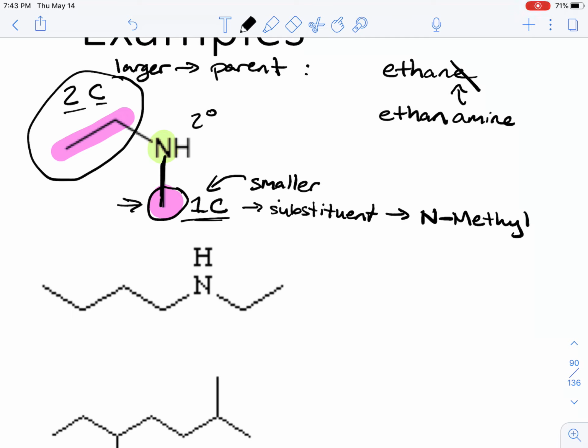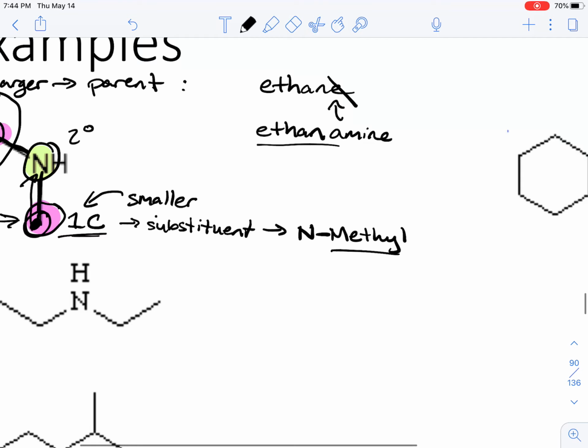And so in this case, since this carbon is directly bonded to this nitrogen, and this carbon is directly bonded to this nitrogen, there's really no point for us to put a number in front of methyl or in front of ethane. So we don't say 1-ethanamine, we don't say N-1-methyl. The reason is because it's implied that this nitrogen is going to be bonded to the first carbon.